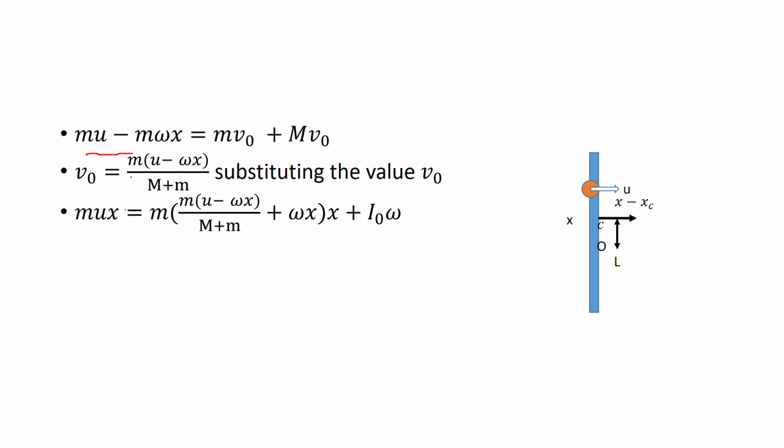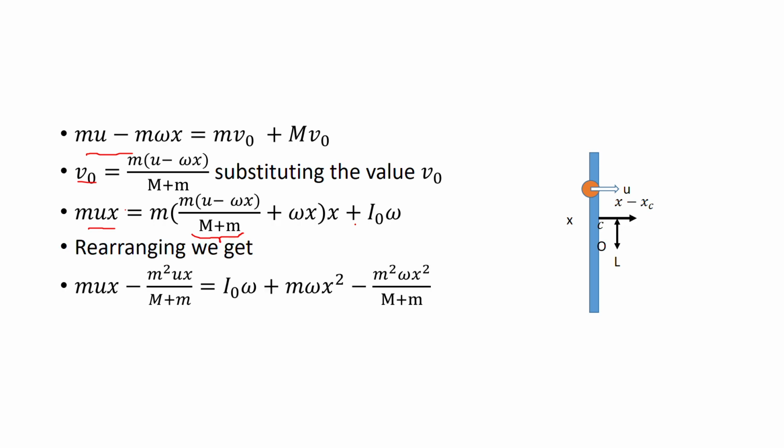when this value of v naught is substituted in the angular momentum equation, this becomes mux. This is the angular momentum of the system before collision, and here we have substituted the value of v naught. So this is m into v naught plus omega into x multiplied by x plus I naught into omega.